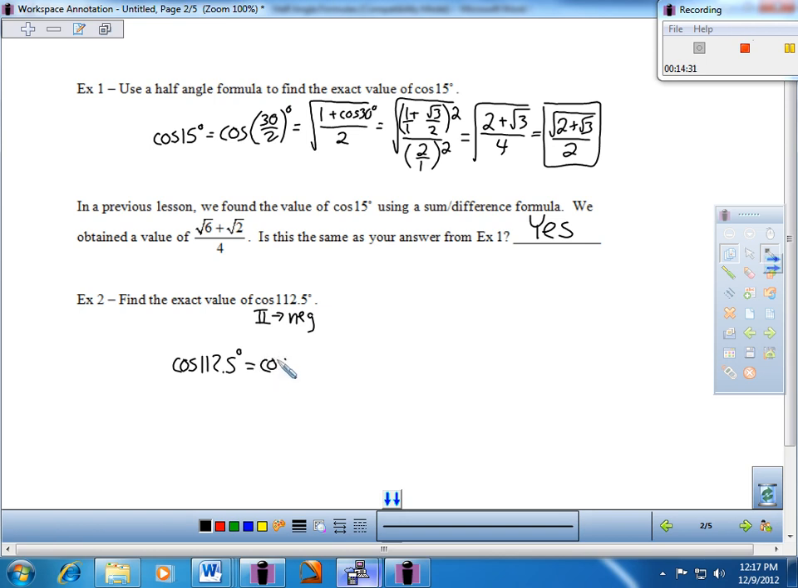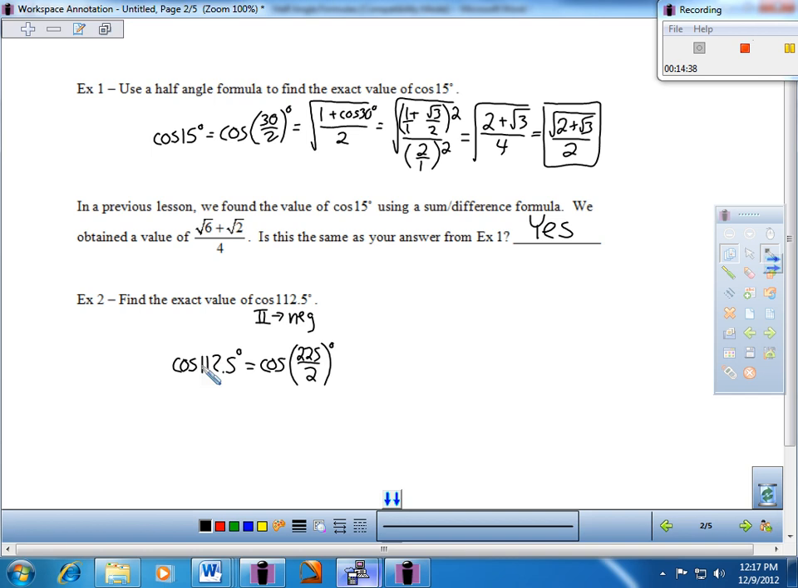And in terms of this lesson, I'm hoping you guys realize that 112.5 is really half of 225. So the original angle is something we know, 225, down in the third quadrant. And we're going to utilize that in order to get the half angle, which is, of course, this piece right here.